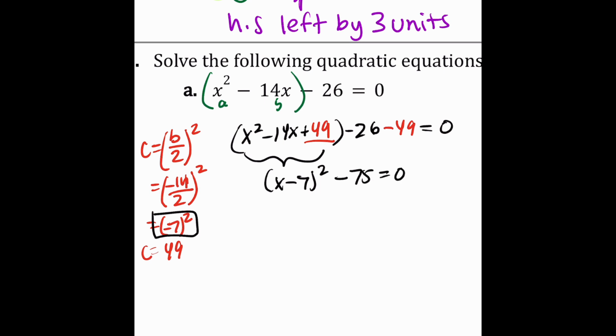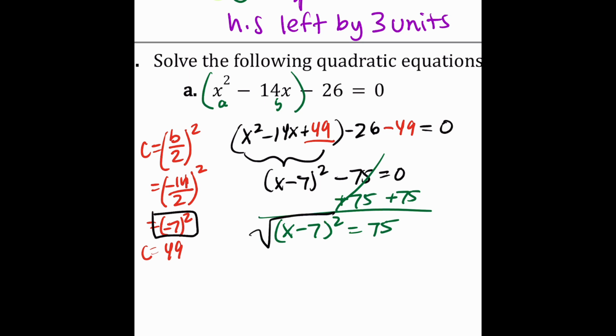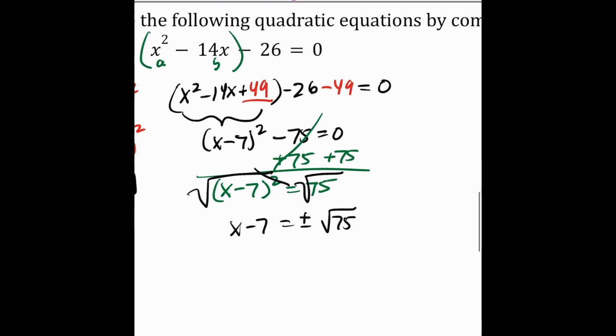Now, they asked me to find my x values, so I'm going to find my x values by adding 75 to the right side. That cancels out. I'm left with x minus 7 squared equals 75. I need to solve for x by taking the square root because the square root cancels out a square. I'm left with x minus 7 equals positive or negative square root of 75. Remember that when I take the square root, I get a positive and negative solution. Then I need to add 7 to both sides to get x by itself. So I'm left with 7 plus or minus the square root of 75.